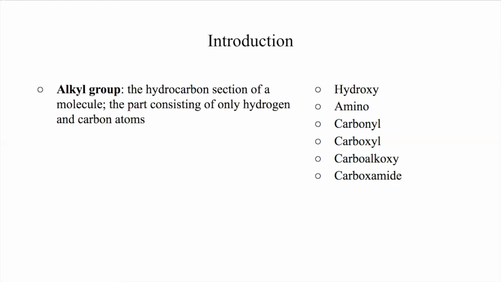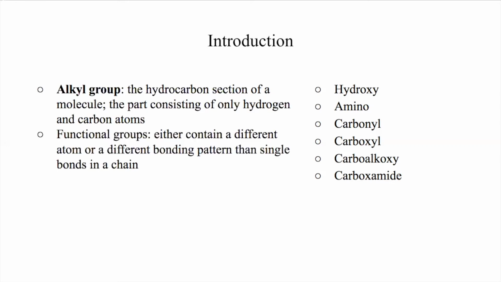Just a bit of clarification before we jump into the functional groups. An alkyl group includes the hydrocarbon section of a molecule, the part consisting of just hydrogen and carbon atoms. Functional groups contain either an oxygen atom, a nitrogen atom, or a different bonding pattern than single bonds in a chain, such as a ring or double bond, something to differentiate it from the alkyl groups.